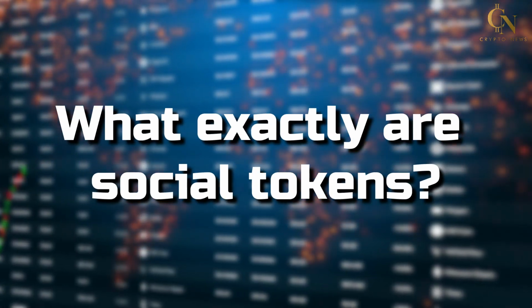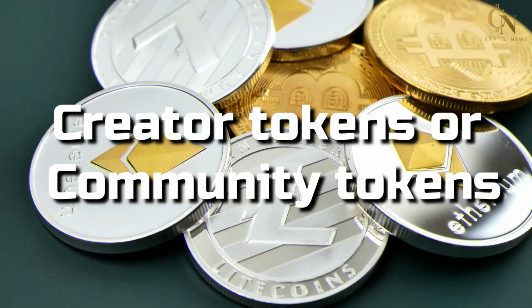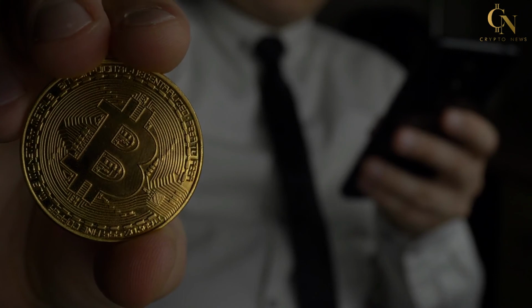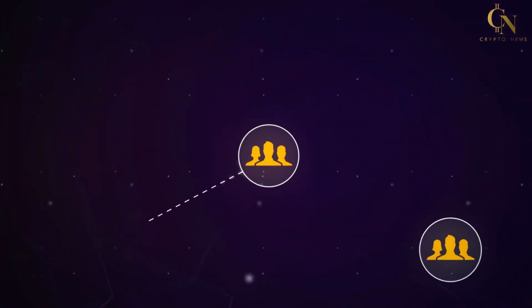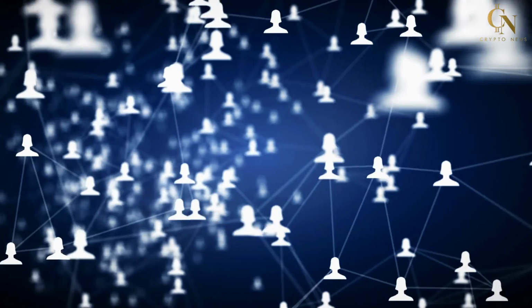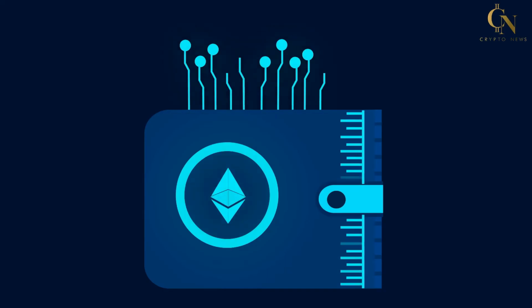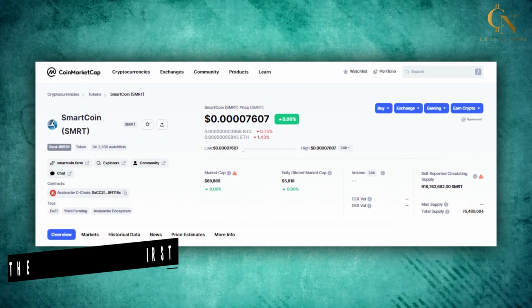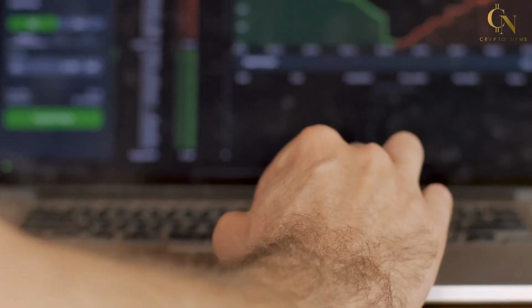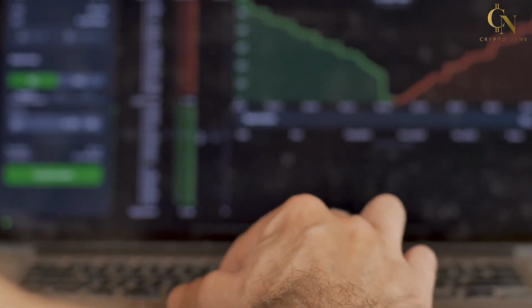What exactly are social tokens? Social tokens, also known as creator tokens or community tokens, are virtual currency tokens established by a firm or creator, typically under their own name, to build and connect with a community of followers or consumers. Members of the community may either acquire them by satisfying specific conditions or purchase them from the designer in exchange for unique privileges. The podcast Tech First, for example, has its own cryptocurrency called the $SMRT coin. Those who purchase the $SMRT coin will have the opportunity to communicate with the podcast's creator, John Coetzee.